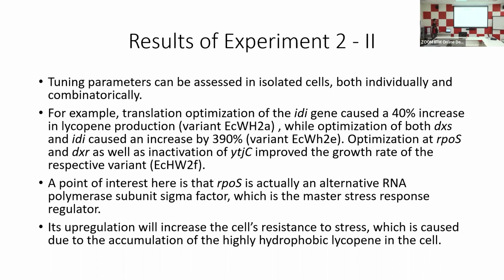The improved growth rate implies an increase in lycopene production. But yeah, a point of interest here is that RpoS is actually an alternative polymerase sigma factor, which is the master stress response regulator. The optimization of RpoS significantly increases the cell's tolerance to stress. And since lycopene is a highly hydrophobic molecule, it increases the cell's resistance to accumulation of lycopene inside the cell, and it proceeds to grow normally, even though there's a high lycopene level in the cell.